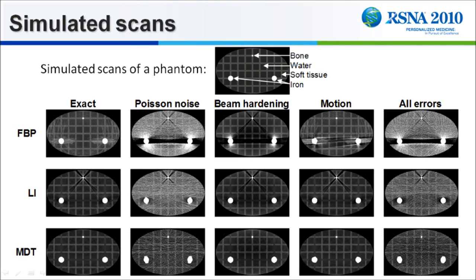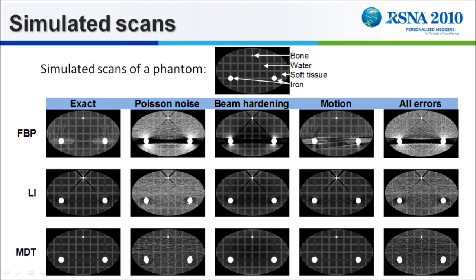We first tested MDT on simulated scans of a phantom containing soft tissue and water with 2 metal implants and a small bone implant. We compared MDT to FBP and the linear interpolation technique. LI is a standard metal artifact reduction technique that involves deleting the metal data and replacing it with linearly interpolated values. We tested these reconstruction techniques on exact projection data and also projection data that has been corrupted by Poisson noise, beam hardening, motion of the metal implants, or all 3 factors.